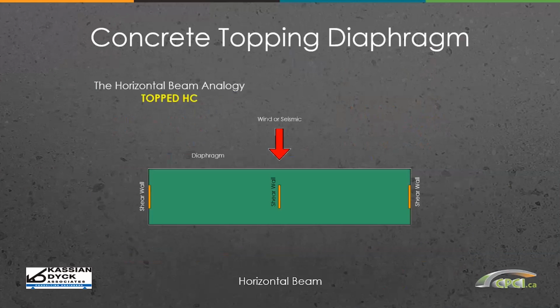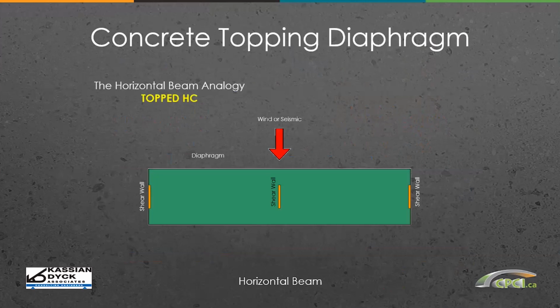So with topped hollow core, we could look at the floor diaphragm as a horizontal beam. And when I'm talking about topping, I'm mentioning a 65, 75 millimeter thick reinforced concrete topping that's acting as part of the diaphragm, not just a little floor leveler that's put in. So in this case, it would be the actual concrete that's contributing significantly to the diaphragm behavior with the reinforcement in the concrete.